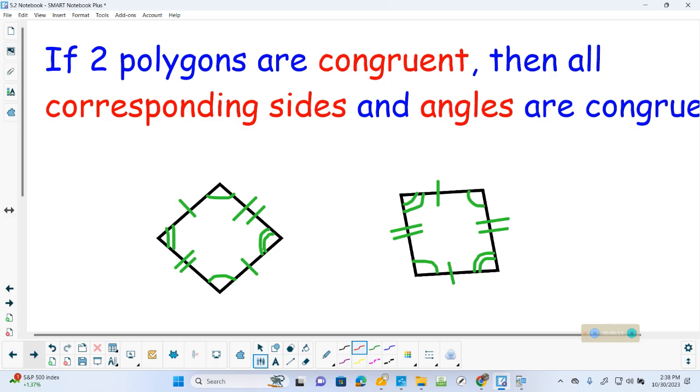If you want to show it's congruent to another triangle, I need to know all the angles, all the sides are congruent. Like that's a lot of things I have to write in my proof to show it's congruent. So get ready for that. But you are filling those in.